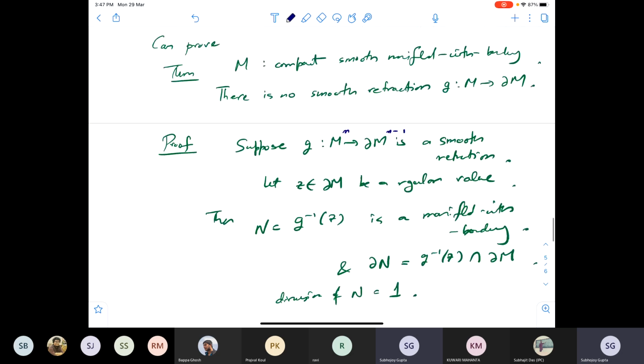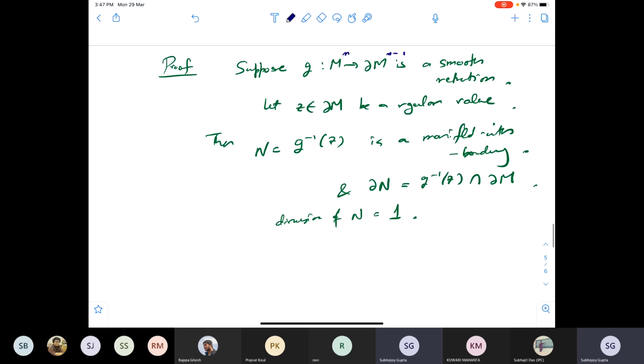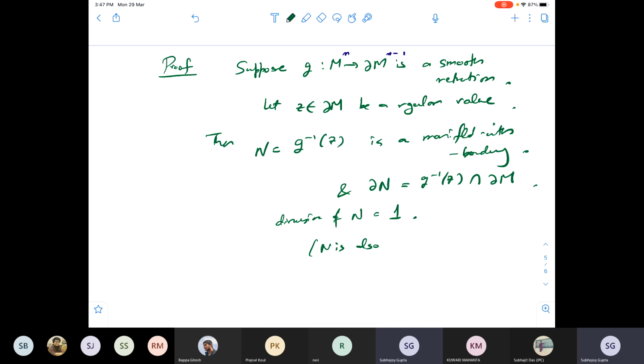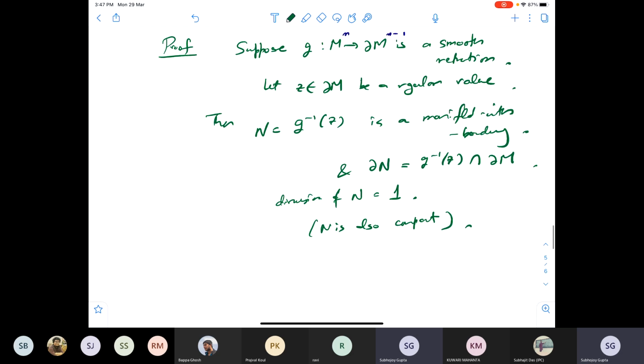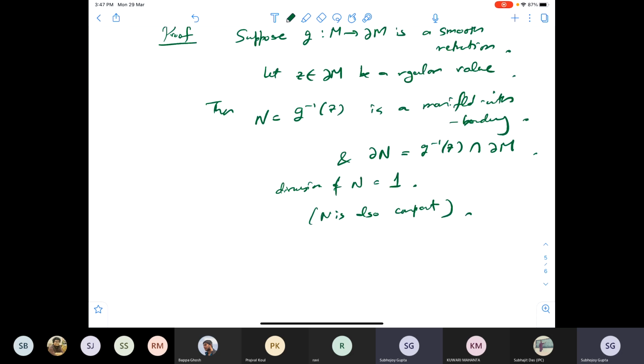It's also compact because we assume that M is compact. It's a closed subset of M. So N is also compact. So we know that it's a union of intervals and circles, right? Another thing that we do know is that G is the identity on the boundary. This is where we use the fact that it's a retract. So the boundary of N is actually equal to just the point Z, okay?